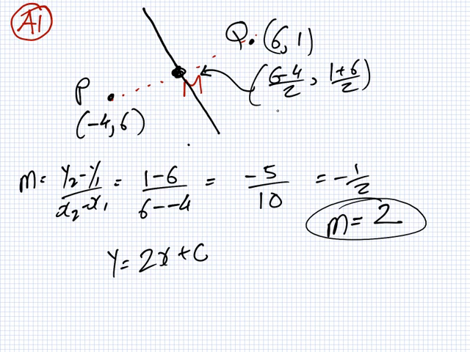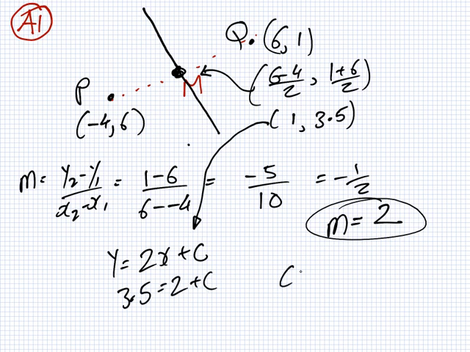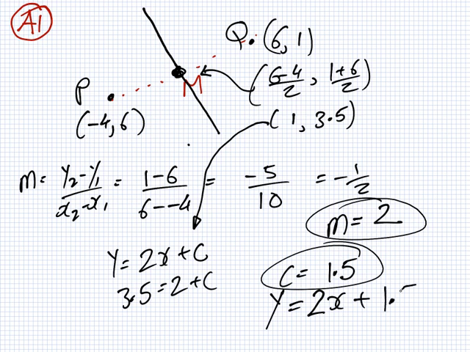So 6 minus 4 is 2 over 2 is 1, and 1 plus 6 is 7 over 2 is 3.5. Yeah? Did people get that? So if we put this in now, we get 3.5 equals 2 plus c, so c equals 1.5. So we have our answer, y equals 2x plus 1.5. I hope you got that. This is semester 1, chapter 1 topic.